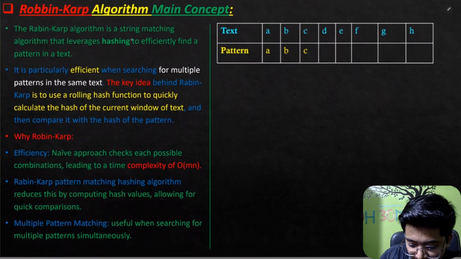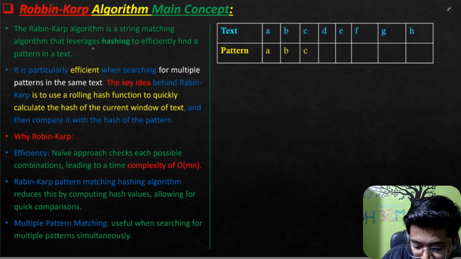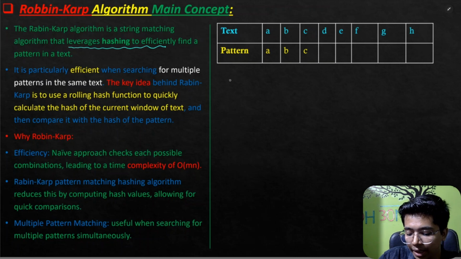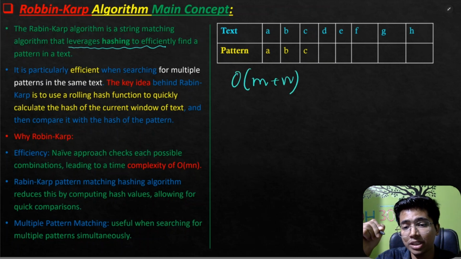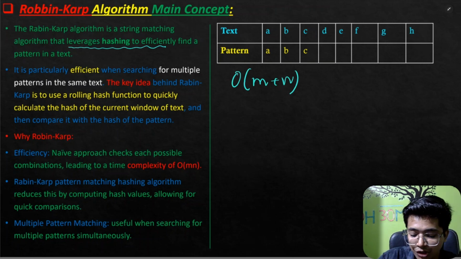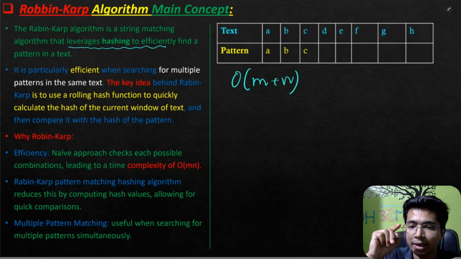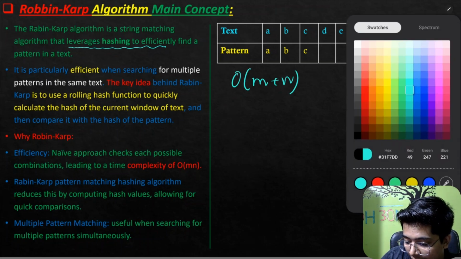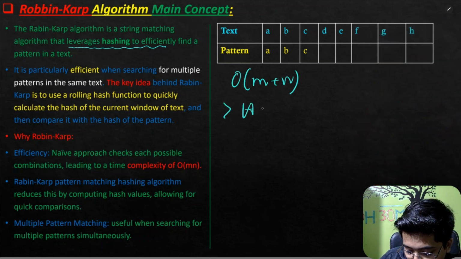The Rabin-Karp algorithm is a string matching algorithm that leverages hashing to efficiently find a pattern in a text. Look, the main thing to notice here is that it leverages hashing. That means the Rabin-Karp algorithm solves our problem in only a time complexity of big O of m plus n, on average or in the best case. It solves the problem that efficiently, because it leverages hashing. So the Rabin-Karp algorithm mainly uses the hashing technique. Remember that it uses hashing to optimize this method.